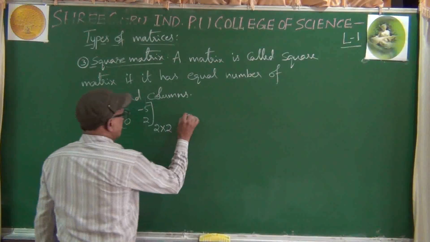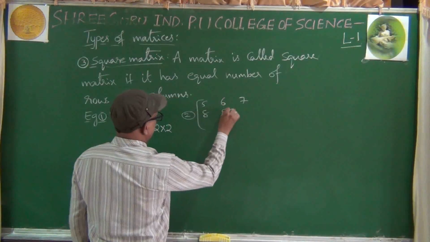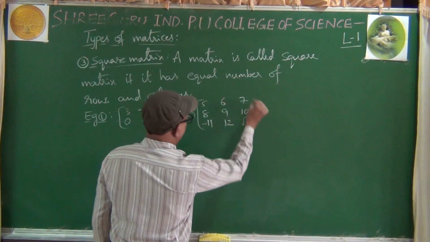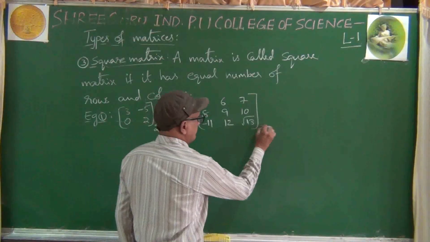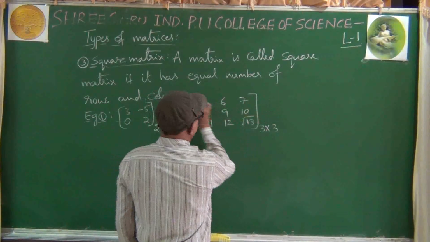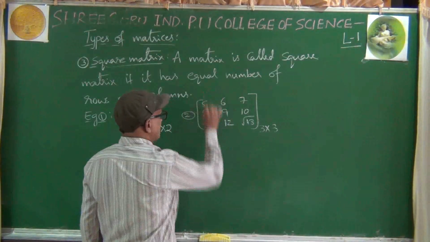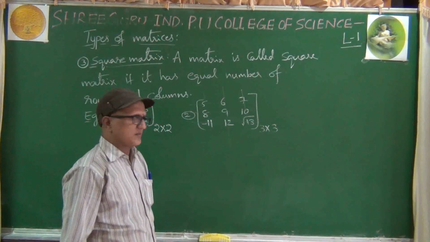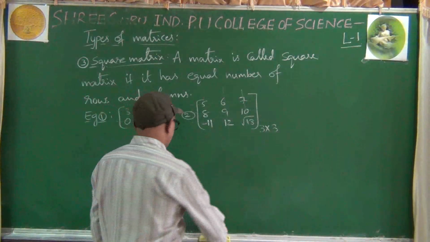Example 2. It is a 3 by 3 matrix. 3 rows, 3 columns. First row, second row, third. First column, second column, third. 3 rows, 3 columns. Right? It is called square matrix.